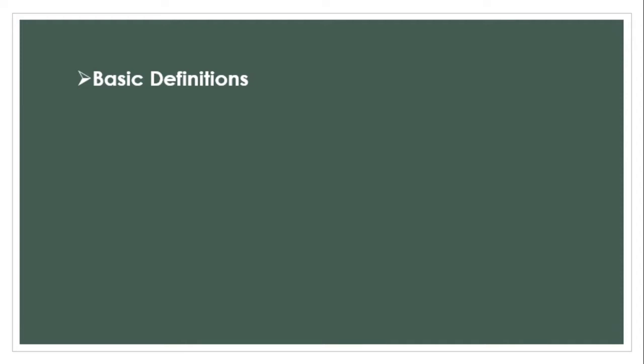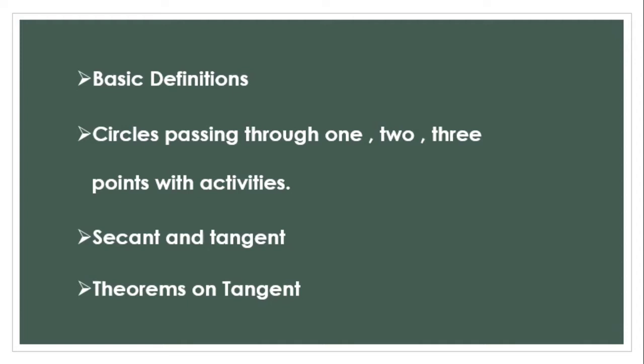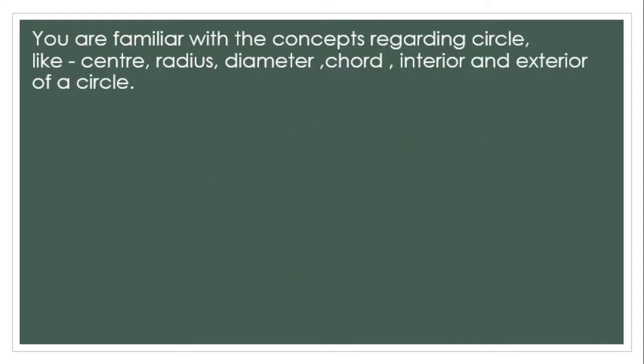So there will be basic definitions, then circles passing through 1, 2, 3 points with activities. Then we will see secant and tangent, and we are going to see theorems on tangent. So let us start. You are familiar with the concepts regarding circle like center, radius, diameter, chord, interior and exterior of a circle. So let us one more time recall them.